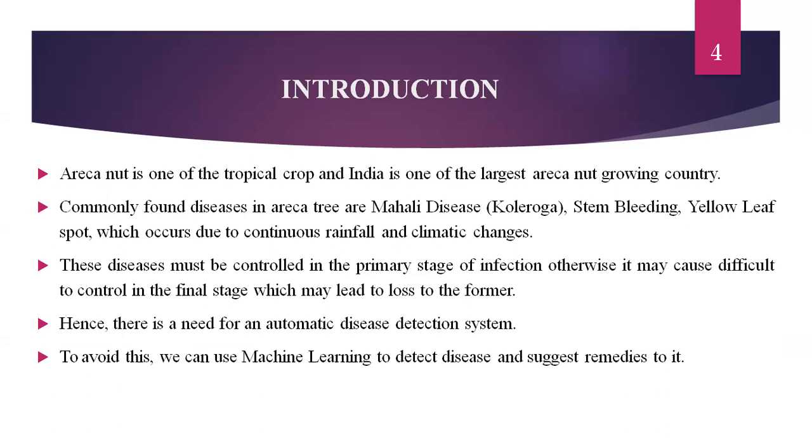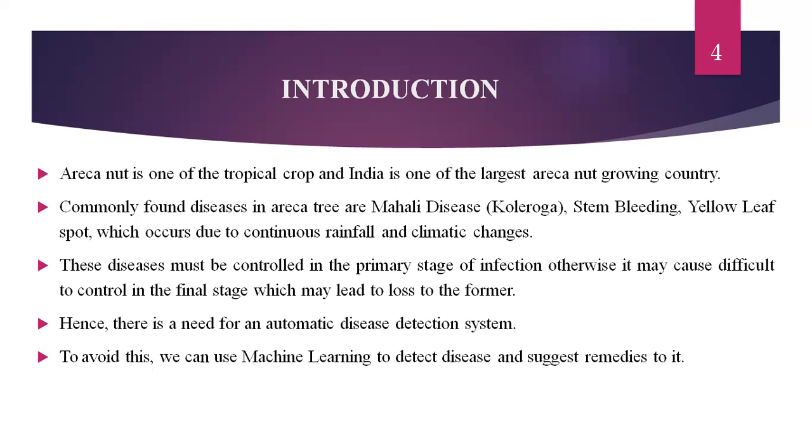Introduction about our project. Arecanut is one of the tropical crops and India is one of the largest arecanut growing countries. Agriculture is one of the main occupations of the people. The people always stand behind agriculture. Without agriculture, we cannot live. India is the second largest country in the production of arecanut. The agricultural fields face many problems because of environmental climate conditions, insufficient water supply, insufficient fertilizers, etc. This causes diseases of the crop and also decreases the crop yield and quality.